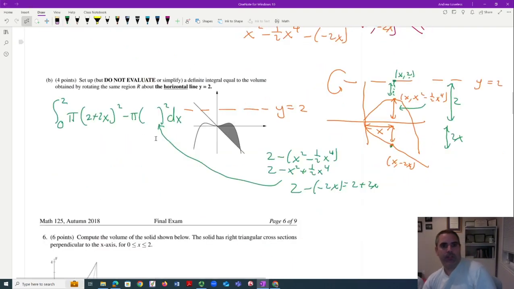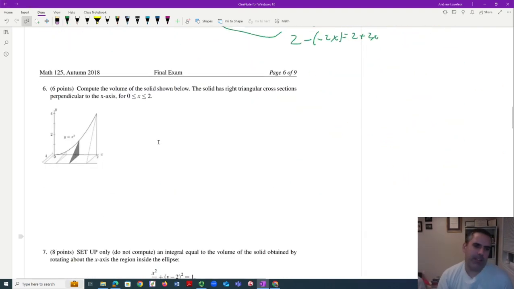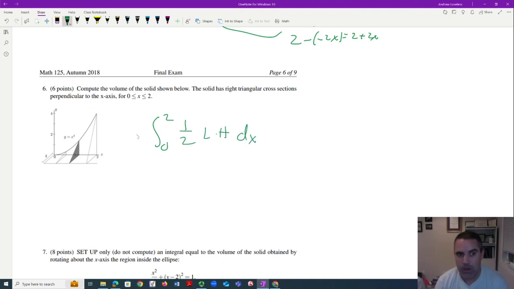Okay, let's see some more. Let's keep going. Okay, this is an unusual one I just found, but the cross sections here are triangles, and so the very first thing you do is this, 1/2 length times height. So remember, if it's not a disc or washer, it's just whatever that is. So this question was about labeling this, but they told us this length was x squared. And they told us this length was 4. So this is one of these questions that's an easy, hard question.